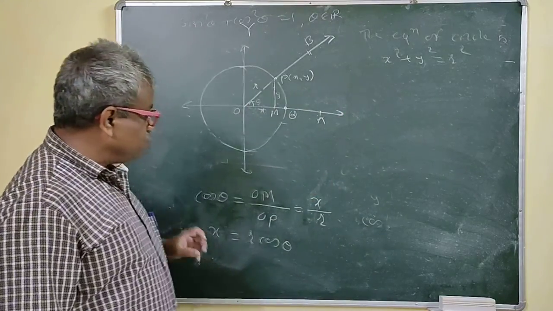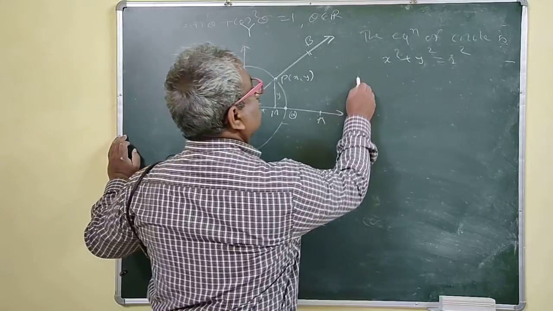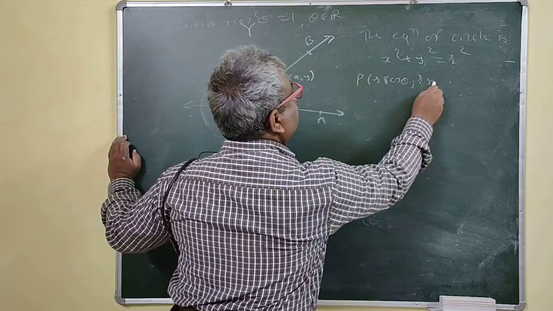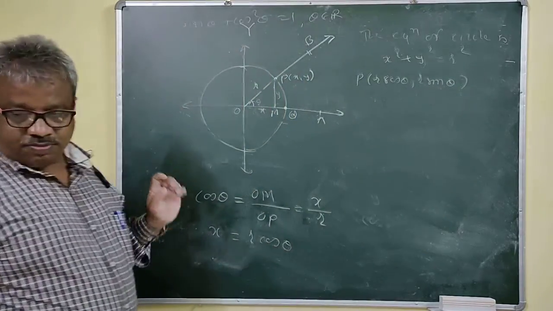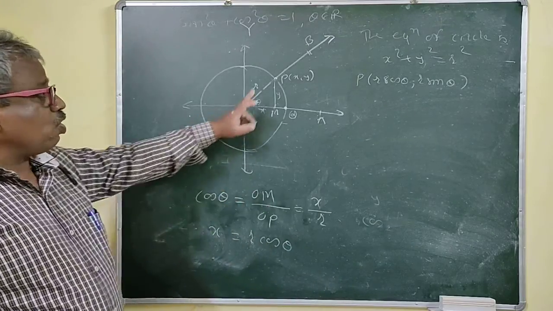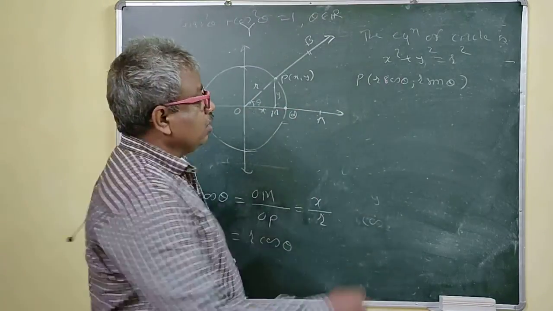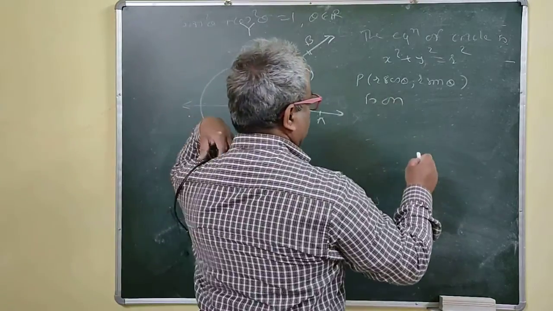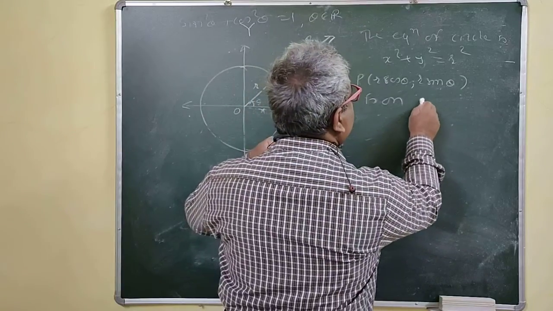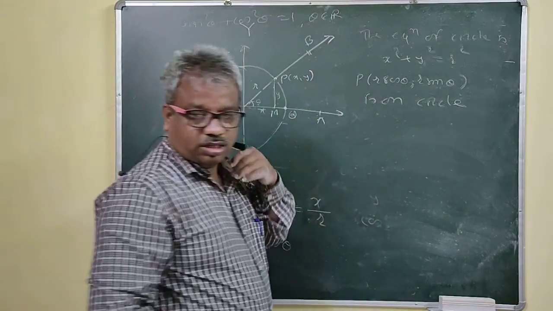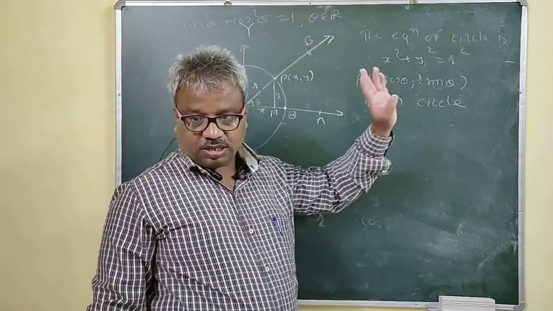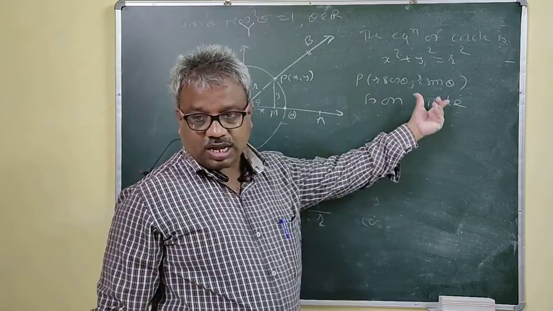So the coordinates of P are: P is equal to (r cos theta, r sin theta), because your x is r cos theta and your y is r sin theta. Since P is on the circle, it satisfies the equation of the circle. So you may replace x with r cos theta and y with r sin theta.